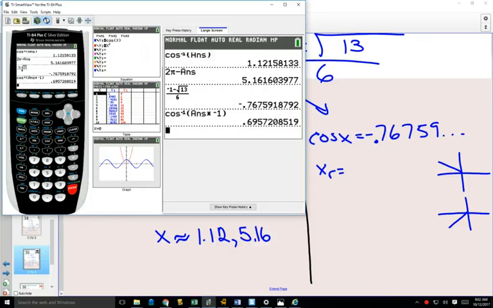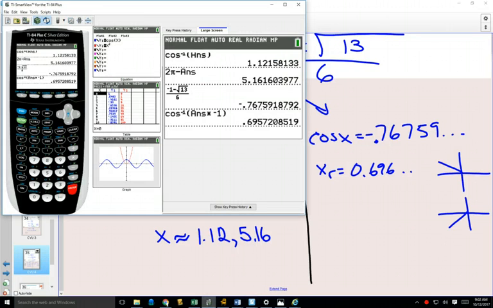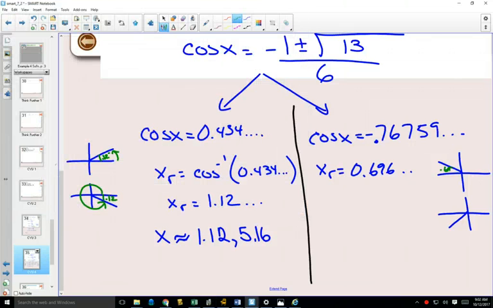So now we know the reference angle is 0.696. And I'm going to take that answer, and I've shown you the store button before. I'm going to hit the store button and store it as x because I know that I have to use it twice. I need to use it to find the angle in quadrant 2. So here, if this is 0.696, I have to find this angle. And here, if this is 0.696, I have to find this angle.